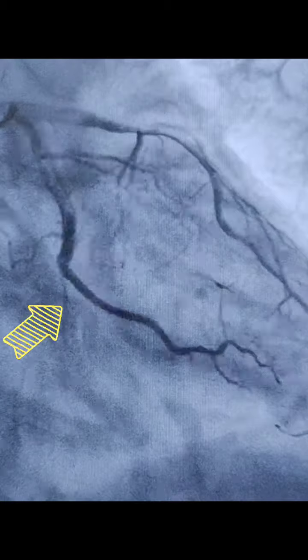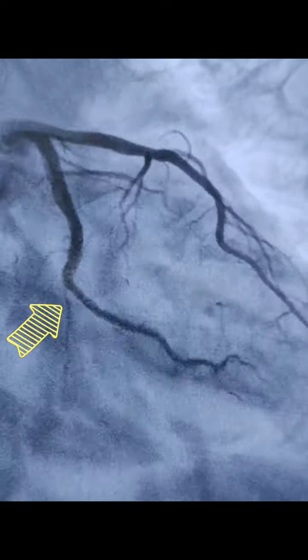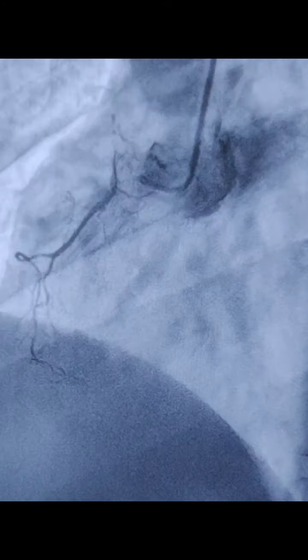Angiogram of the left coronary system of a 35-year-old male who presented with CAD, an inferior wall STEMI. You can see the LCX and LAD in this RAO caudal view, and this is a right coronary artery angiogram. You can see there's a non-dominant RCA, thin vessels.